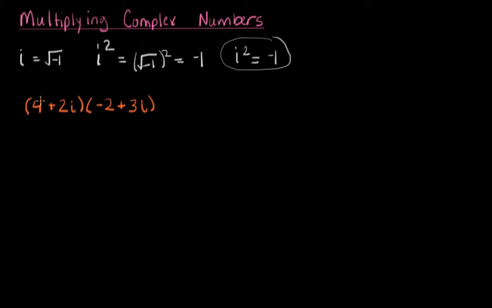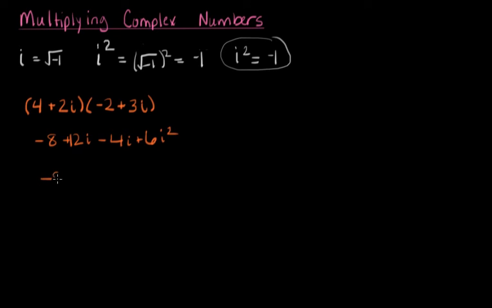We'll multiply 4 by -2, so that's -8. We'll do 4 times 3i, so that's 12i. Then 2i times -2 is -4i. And then 2i times 3i is 6i squared.